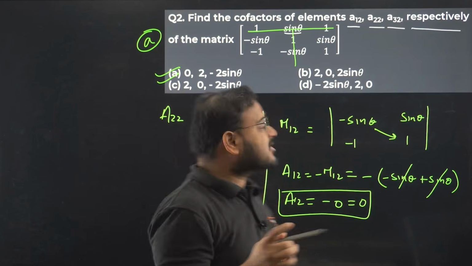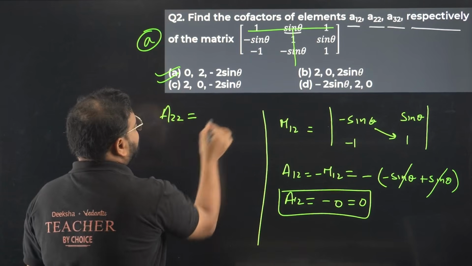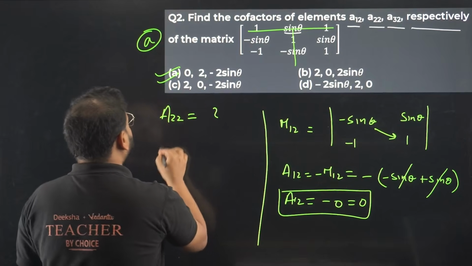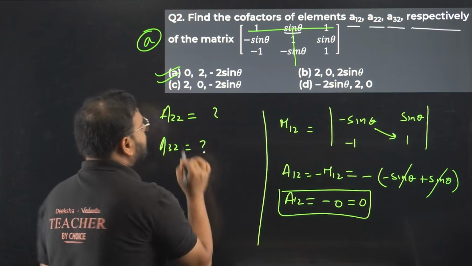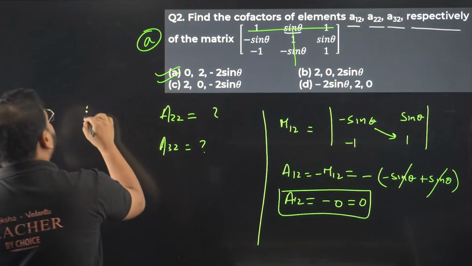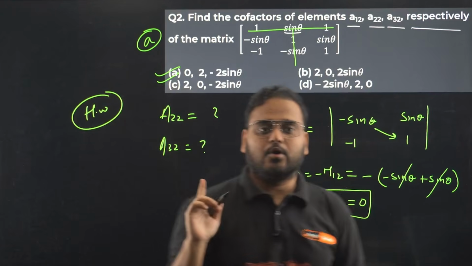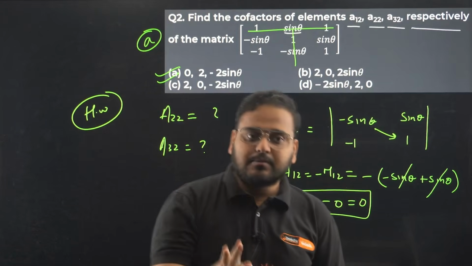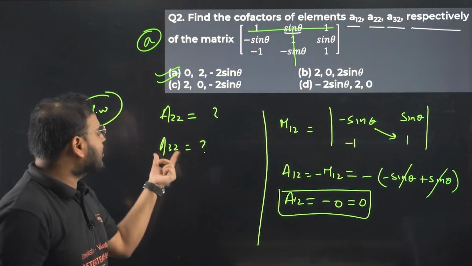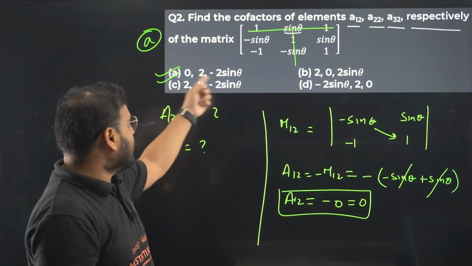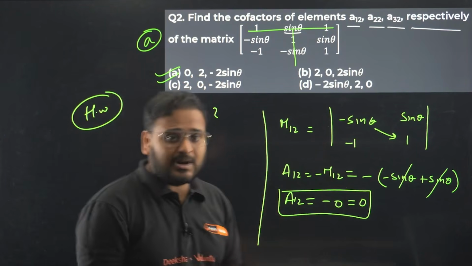Okay, but please try and check. Find A22 and find A32. For all of you, as homework only, please find these two values. Okay, question number 2, let me know whether it is same or not. Let me know for question number 2, the cofactor A22 and cofactor A32 is coming same as 2 and minus 2 sin theta or not. Okay, you'll do that. Question number 2 is done.